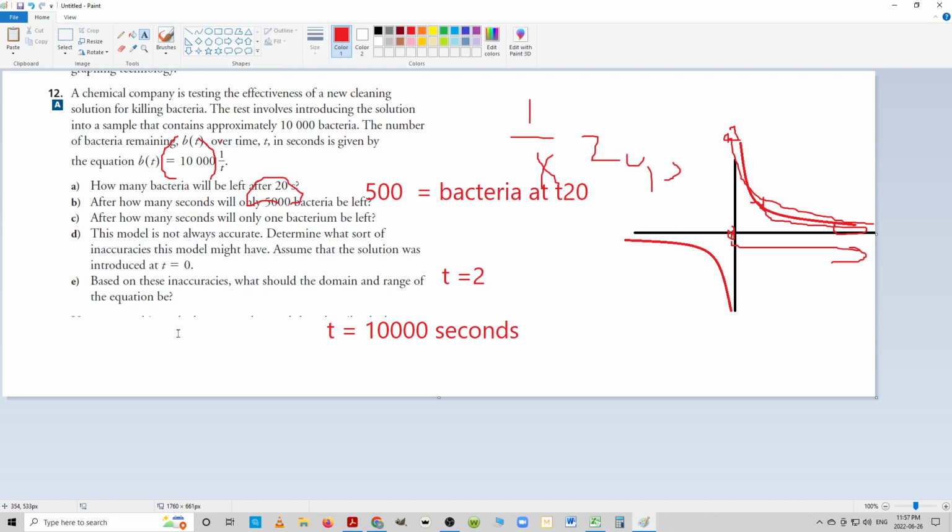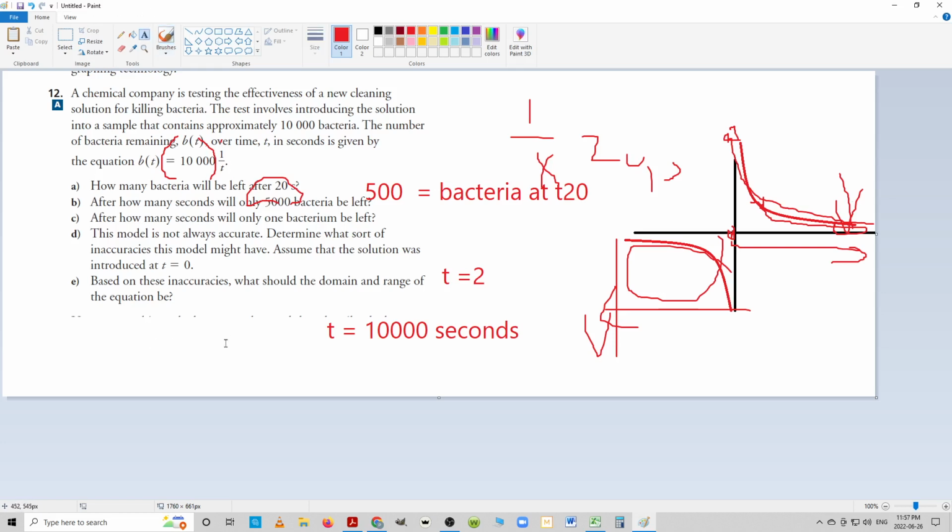This model is not always accurate. Determine what sort of inaccuracy this model might have. Assume that the solution was introduced at t is equal to 0. Based on the inaccuracy, what should the domain and range be? In other words, they're saying you can't include this part of the graph because there's no such thing as negative bacteria or negative time. So that's one inaccuracy. The other inaccuracy is there will always be some bacteria. But technically, we would kill some bacteria after a certain time.